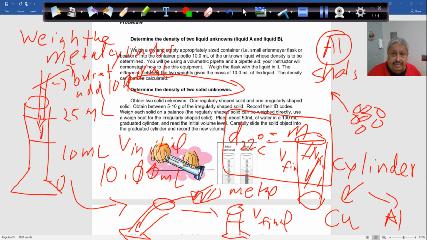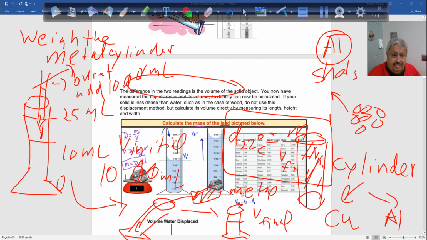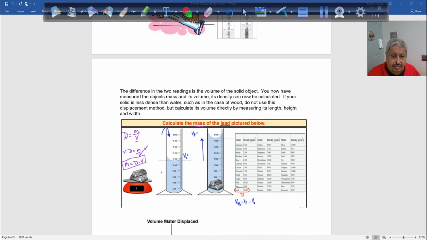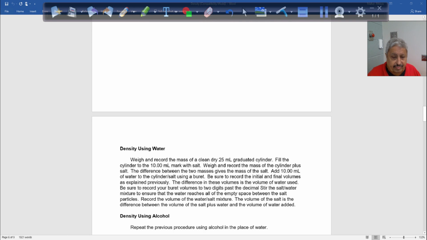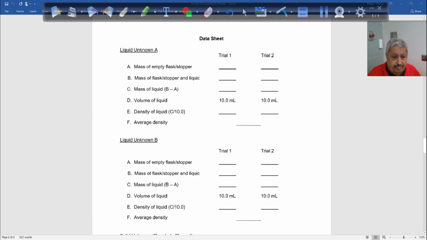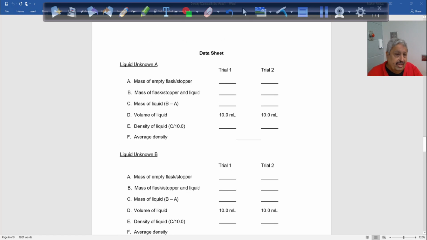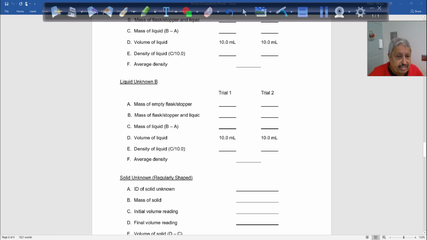Here they are. Can I go further? That's for the two solids. I can come later on and look at the data here. As I said, the first one, A and B, just skip them for the time being.